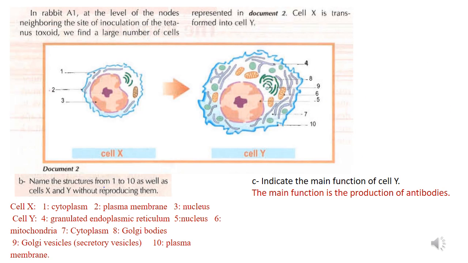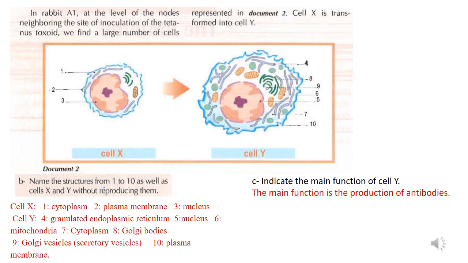Let's continue. In rabbit A1, at the level of the nodes neighboring the site of inoculation of the tetanus toxoid, we find a large number of cells represented in document 2. Cell X is transformed into cell Y. Name the structures from 1 to 10 as well as cells X and Y without reproducing them. So, if you look at the figures, cell X and cell Y, you see that cell Y shows a bigger cytoplasm with a bigger number of organelles like the mitochondria, the endoplasmic reticulum.